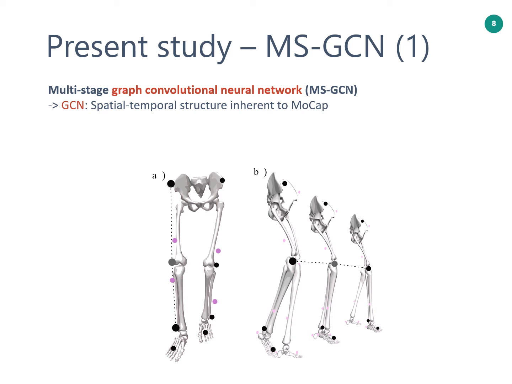The present study developed the algorithm that was termed multi-stage graph convolutional neural network. The graph convolutional part of this term relates to the fact that we use graph convolutions that aim to better capture the spatial temporal structure that is inherent to motion capture. Spatial because the optical markers are connected by bones, and temporal because optical markers are connected within consecutive frames.